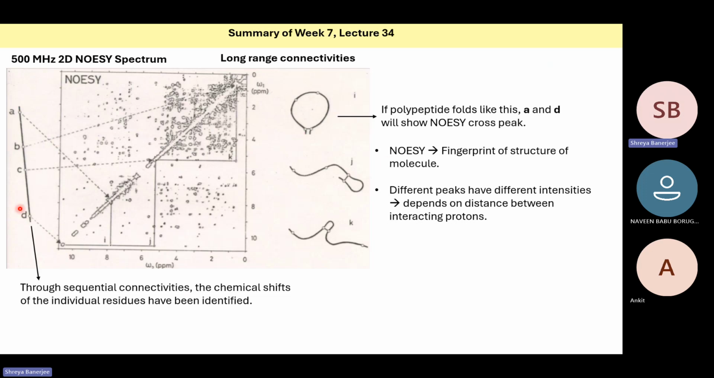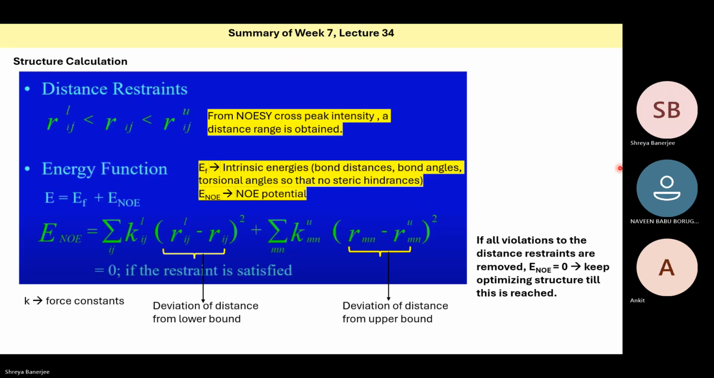And if you see that NOESY, you can predict that this is how the protein has folded. Similarly, if A and B show a NOESY, we can predict this is how the protein has folded. Or if there is a BC NOESY, then this is how the protein has folded. So depending on the folding, the long range NOESYs will be different. And so NOESY is often called the fingerprint of the structure of the molecule.